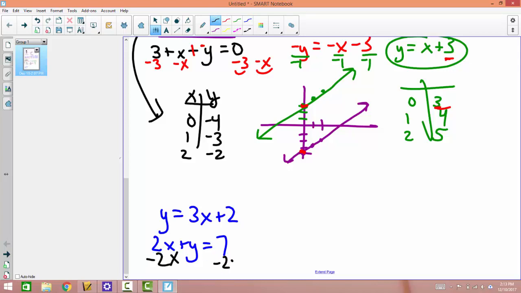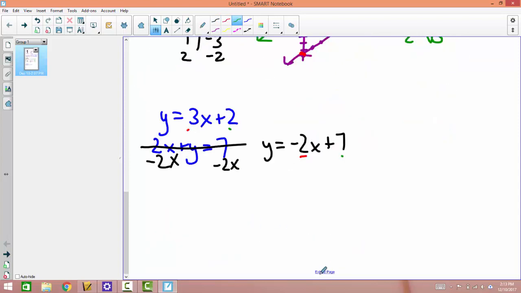Therefore, you would subtract the 2x. So the second equation is now y equals negative 2x plus 7. You really don't need to look at this form of the equation again. So you have two equations. They have a different slope and they have a different y-intercept. So they are going to cross, just a different slope, they're going to cross.